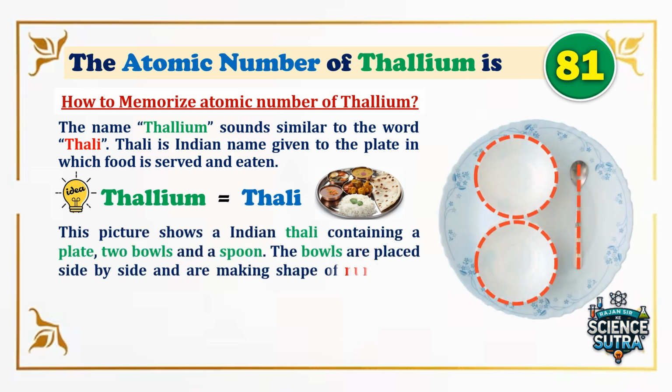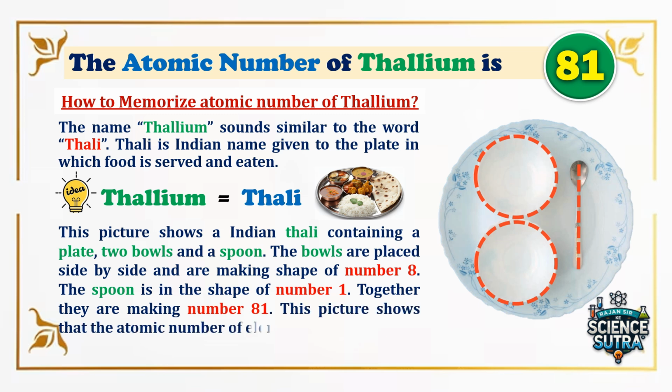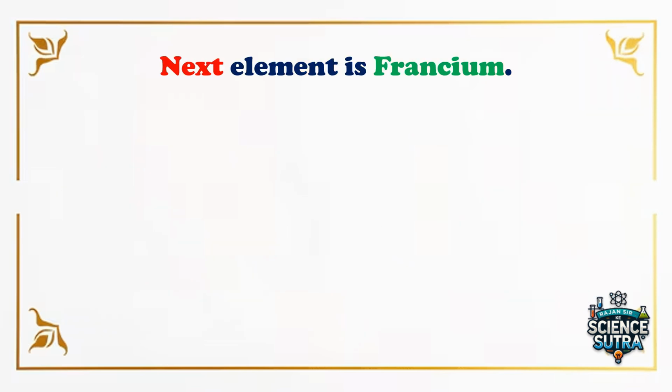So this picture shows an Indian thali containing a plate, 2 bowls and a spoon. The bowls are placed side by side and are making shape of number 8. Kindly look at the picture. Can you see 2 bowls placed side by side and they are making number 8? And a spoon is also kept in the plate and it is forming number 1. It is in the shape of number 1. So together they are making number 81. So this picture shows that atomic number of element thallium is 81.